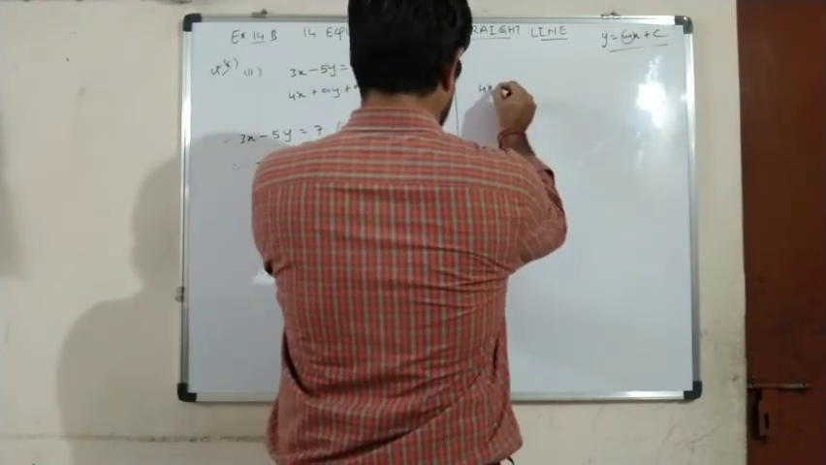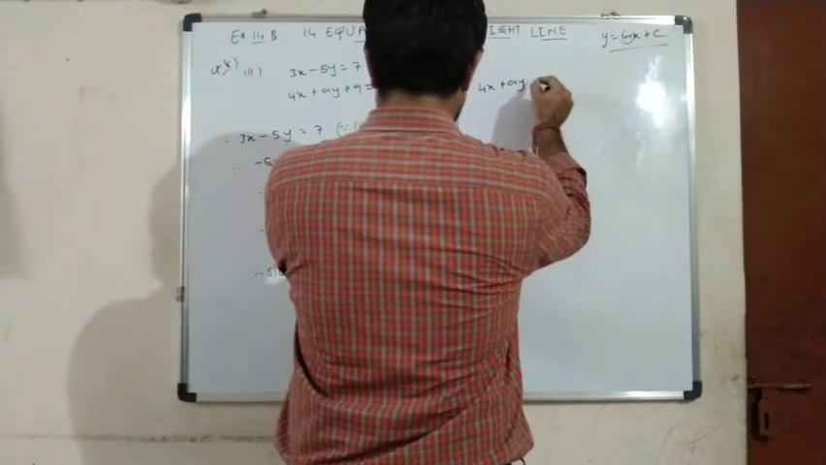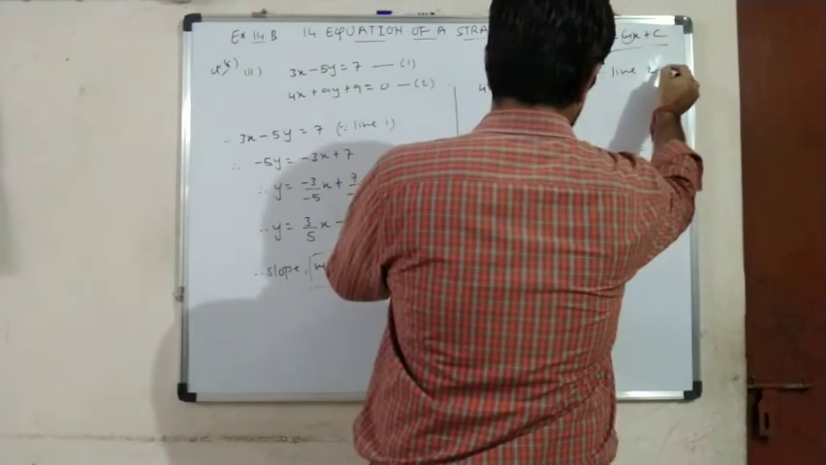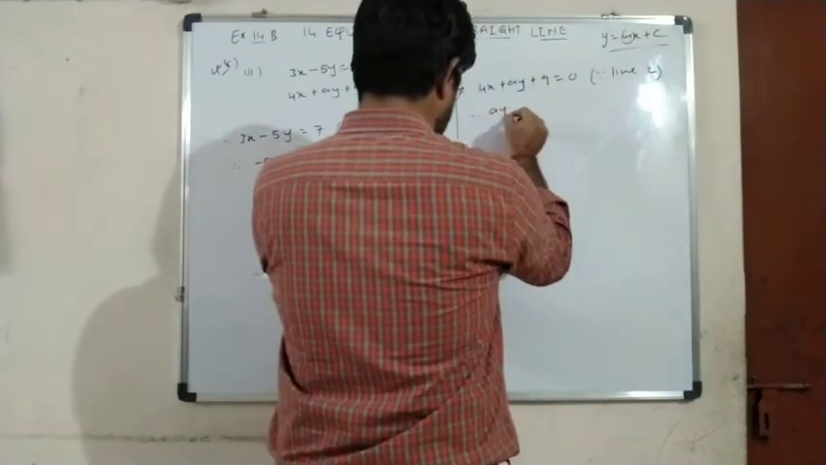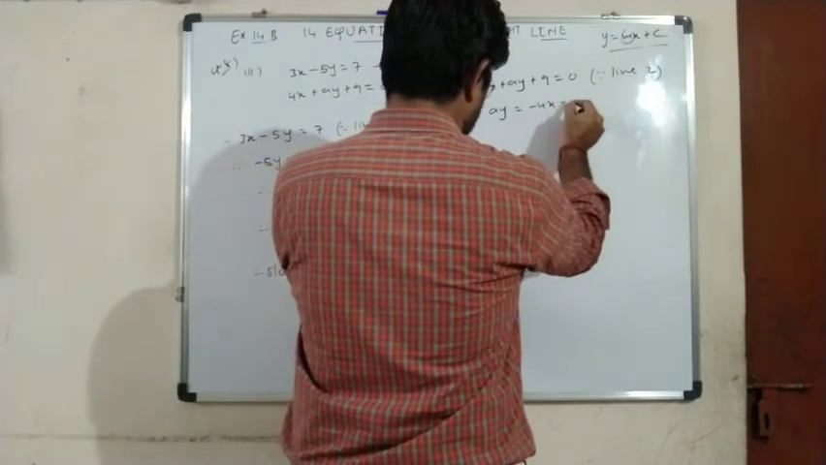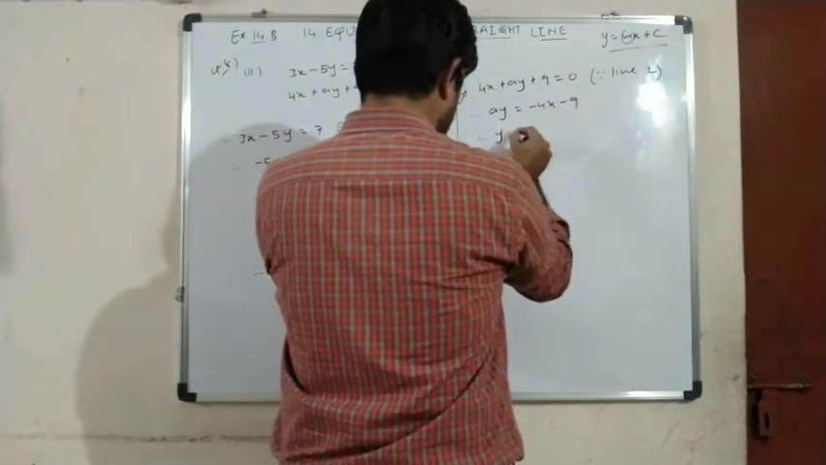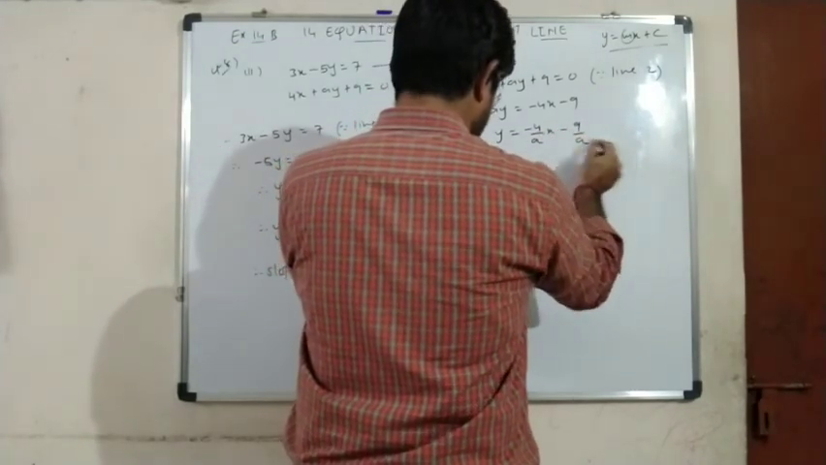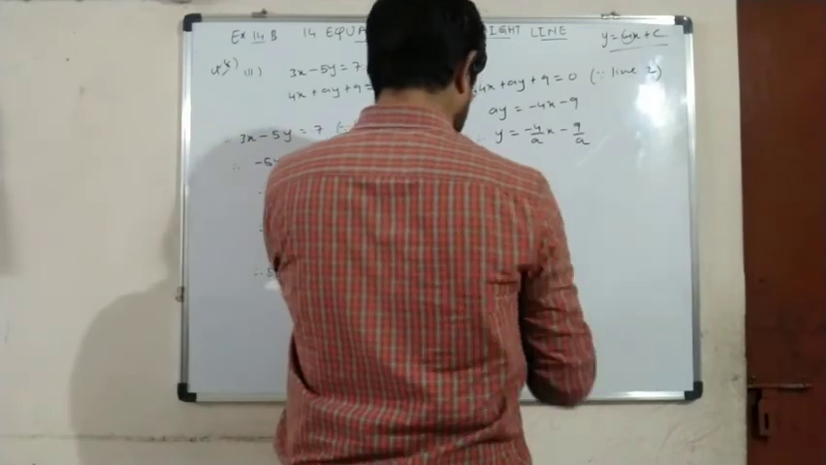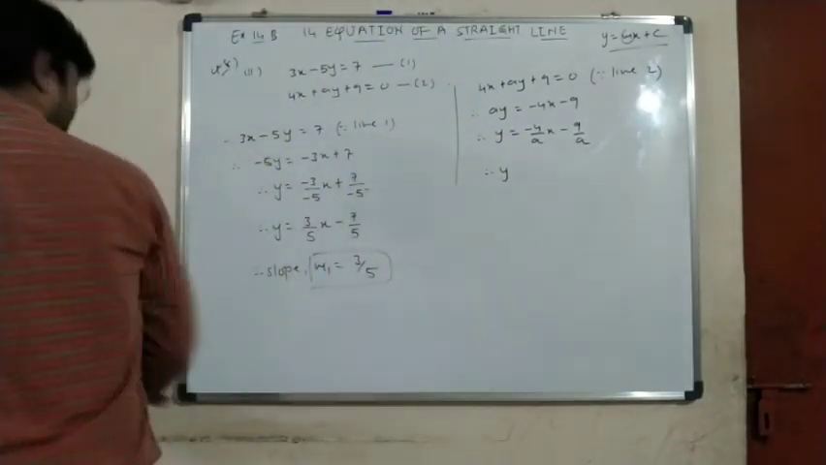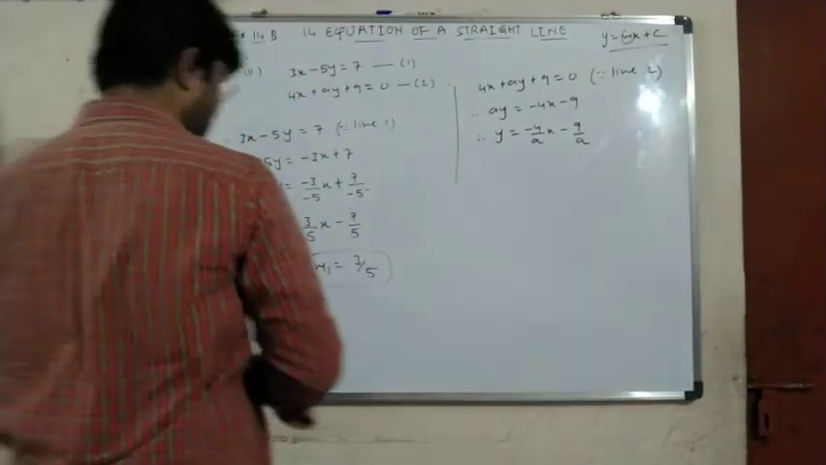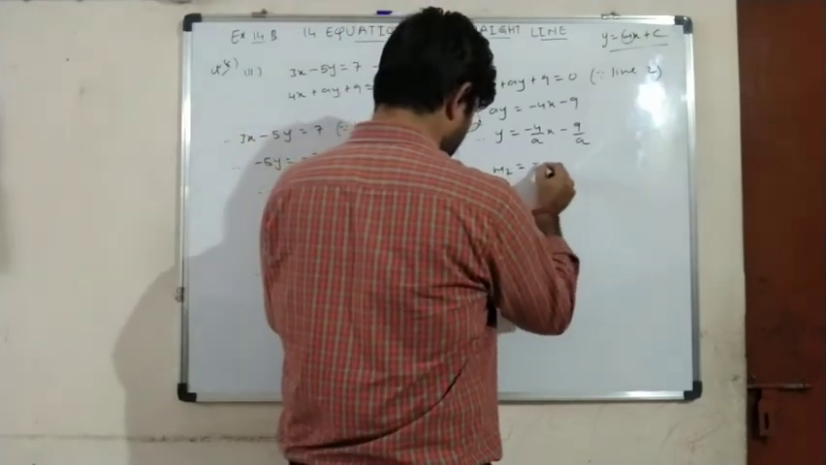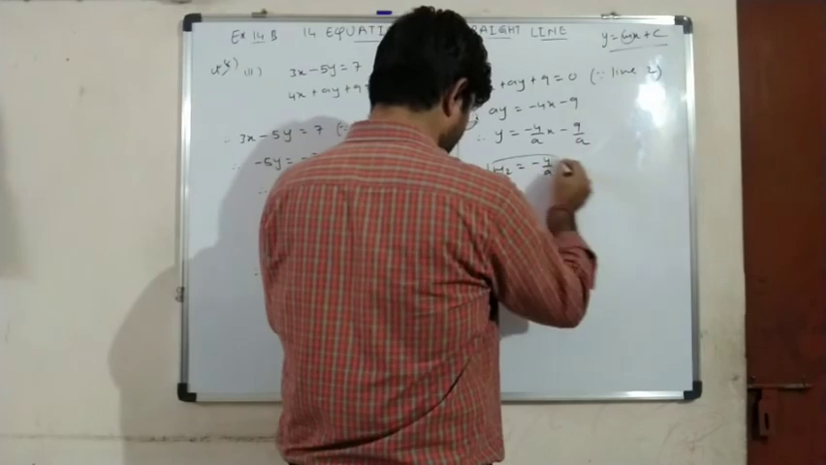We are given 4x plus ay plus 9 is equal to 0. This is the equation of line 2. ay is equal to minus 4x minus 9. Therefore y is equal to minus 4 upon a into x minus 9 upon a. Now slope of second line will be denoted by m2. Therefore slope m2 will be minus 4 upon a.